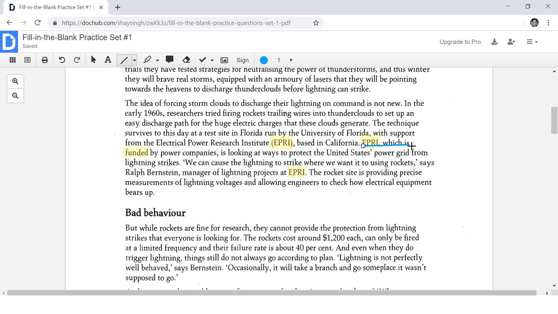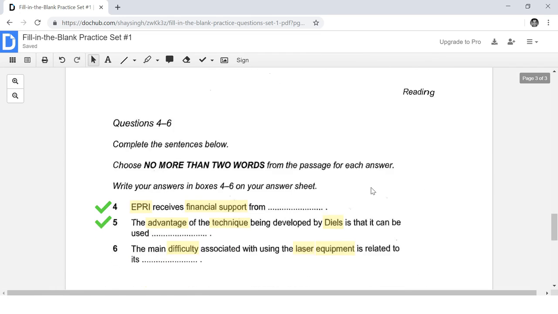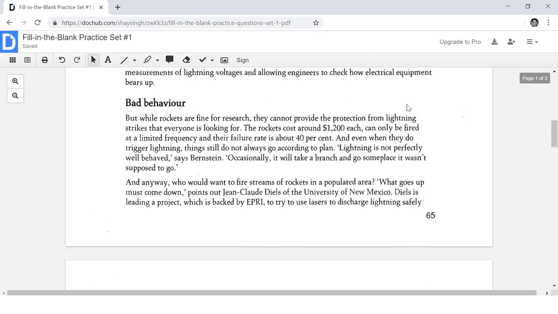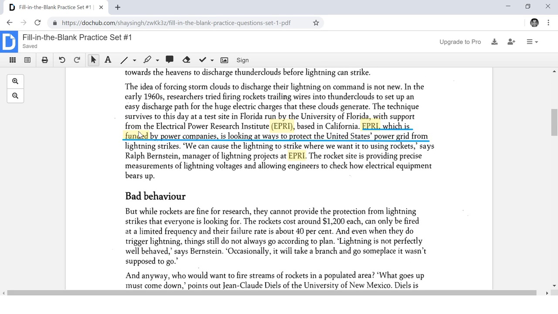So what I'm going to do is I'm just going to make some lines over here to represent our matching sentence. This is where we're going to find our answer, somewhere around there. So let's go back to our question and read it one more time. EPRI receives financial support from what or from who? So let's take a look. Funded by power companies. Power companies, those are the agencies that are funding EPRI. So there we have it. That's our answer. So I'm simply going to highlight this now.